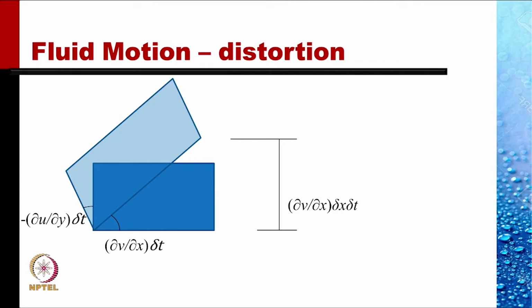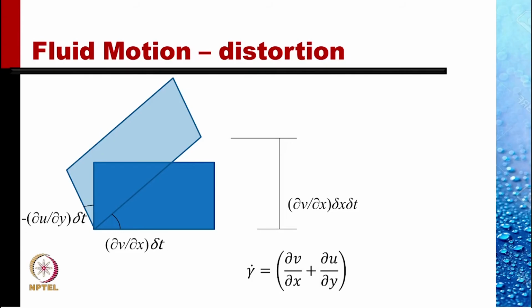So we can find the distortion. We can find the distortion by subtracting the two rotations, and the rate of distortion per unit time is now given by 1/2 of dv by dx plus du by dy. This rate of distortion is the shear straining, and this shear straining causes shear stress.